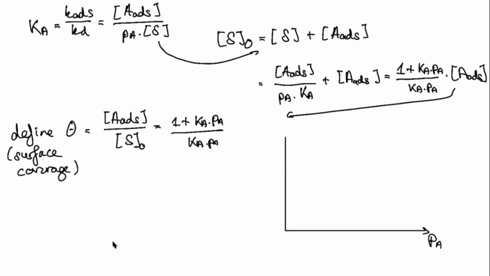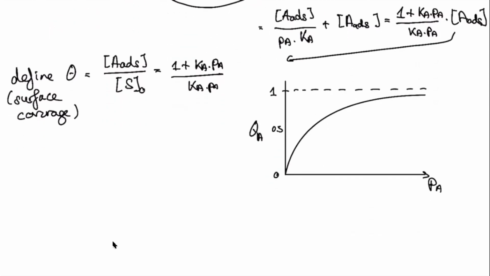So if I plot partial pressure versus surface coverage, 0, 0.5, 1, I would get something like this, right? So if I put a lot of pressure on the surface, I will start to saturate the surface. So all the binding sites will be full.